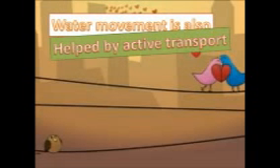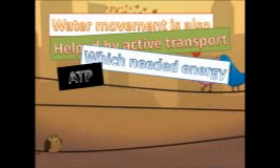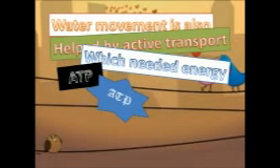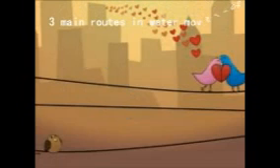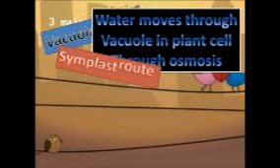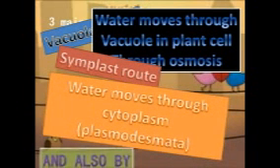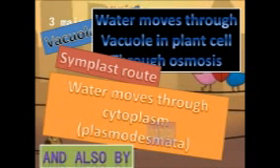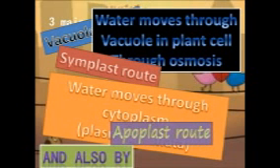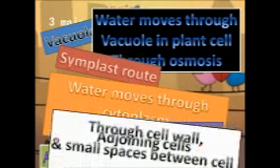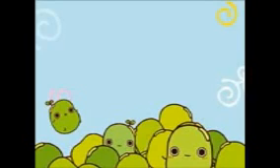Water movement is also helped by active transport, which needs energy, ATP. Three main routes in water movement. Vacuolar route: water moves through the vacuole in plant cells through osmosis. Simplest route: water moves through the cytoplasm. And also the apoplast route, through the cell wall, adjoining cells and small spaces between cells.